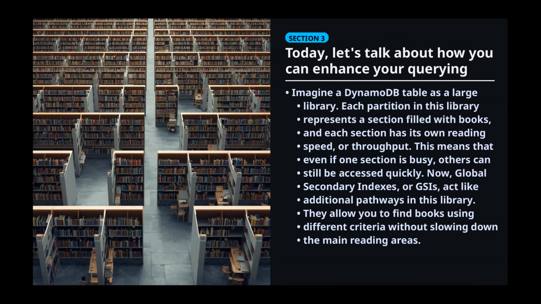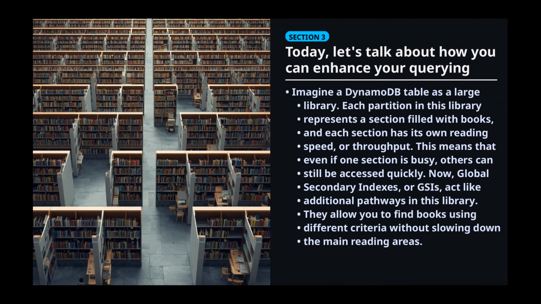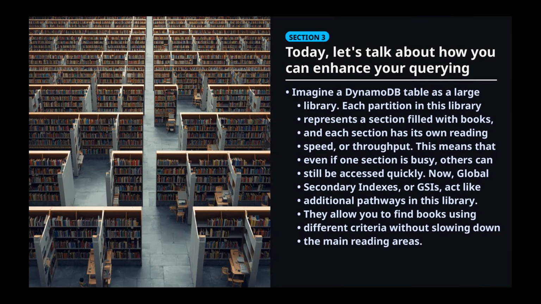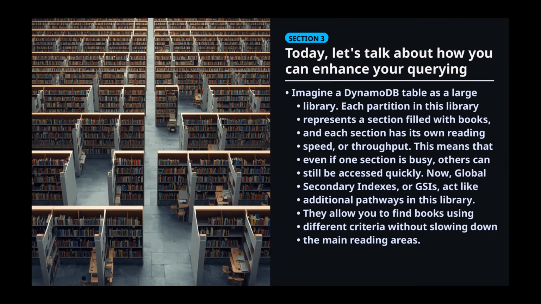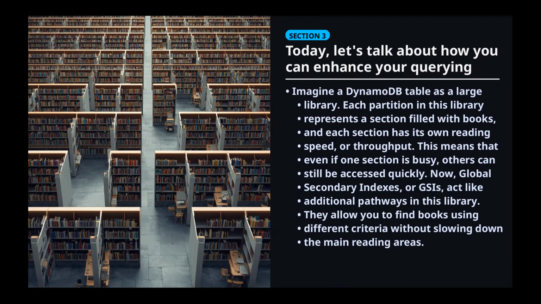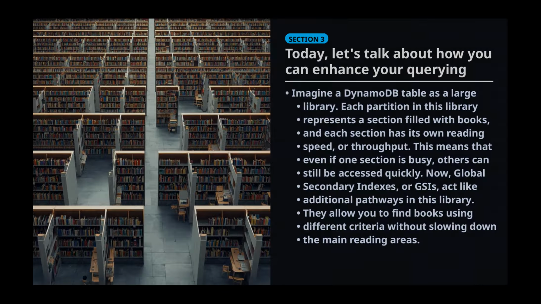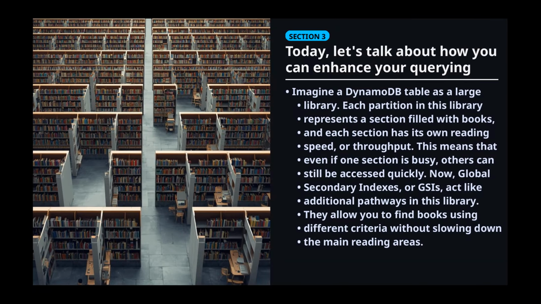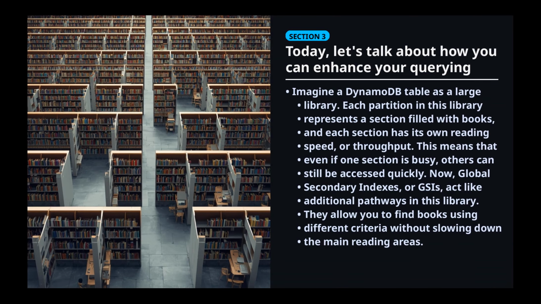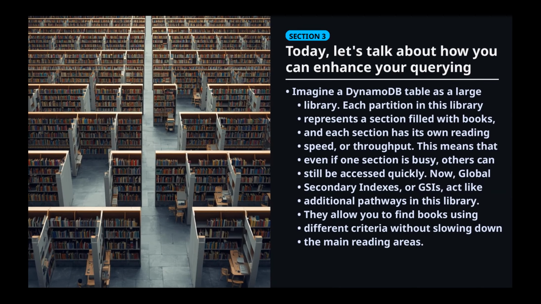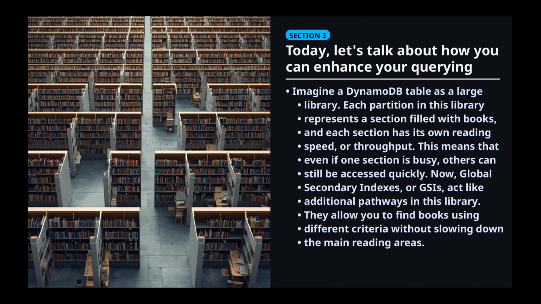Imagine a DynamoDB table as a large library. Each partition in this library represents a section filled with books, and each section has its own reading speed, or throughput. This means that even if one section is busy, others can still be accessed quickly. Now, global secondary indexes, or GSIs, act like additional pathways in this library. They allow you to find books using different criteria without slowing down the main reading areas.